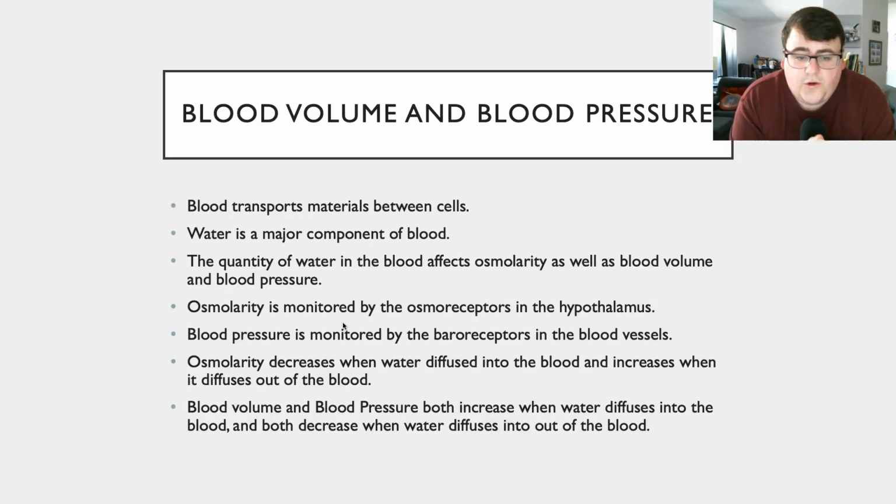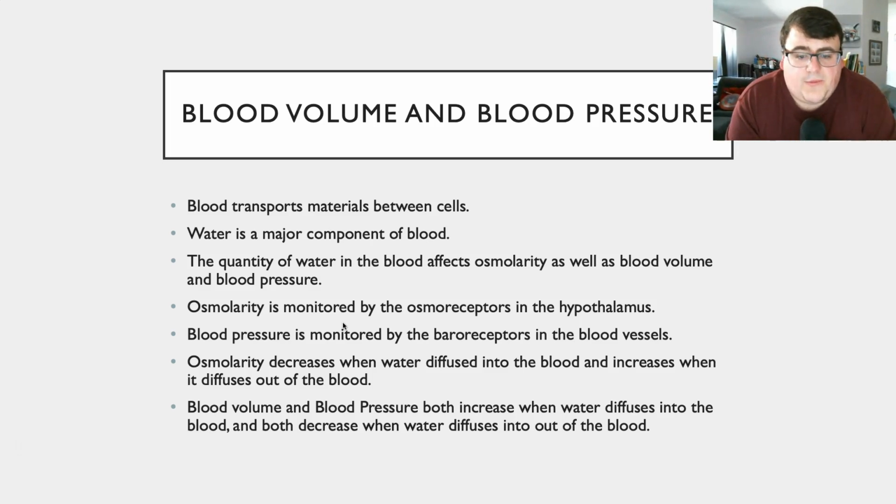We know that blood transports materials between cells back and forth, something you've learnt in Year 9 in the circulatory system. We know that water is a major component of blood because it helps with thermoregulation, because it has a high heat capacity. We know that the quantity of water in blood affects osmolarity, but now we need to know that it affects blood volume and blood pressure.